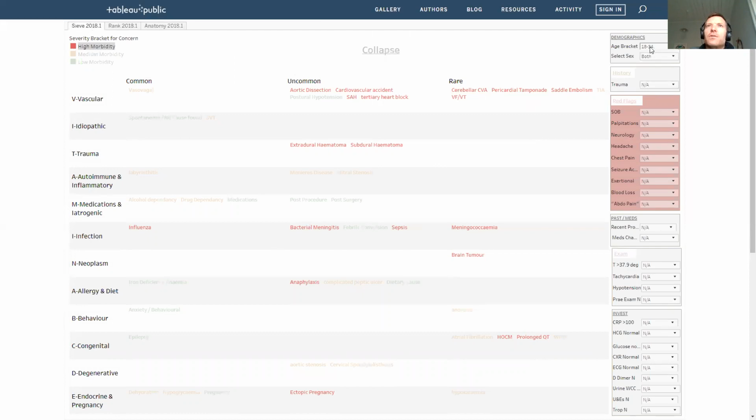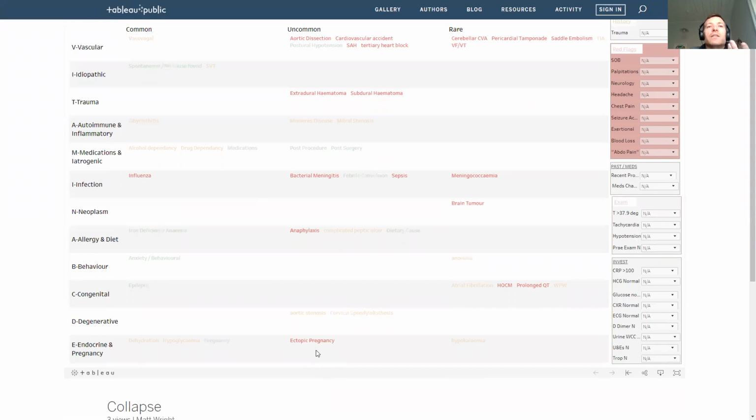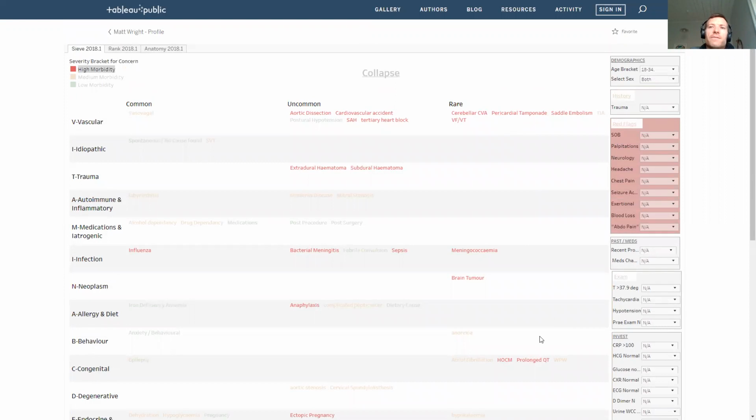As you can see, for 18 to 34-year-olds, the only real common one is severe influenza. It's actually mostly uncommon or rare causes, but ones that are quite serious. Obviously, serious things like aortic problems, strokes, hematomas, sepsis, meningitis, anaphylaxis, and then ectopic pregnancy. And you've got some quite rare cardiological diseases, like VF, VT, HOCM, and prolonged QT, which don't often happen in 18 to 34-year-olds.